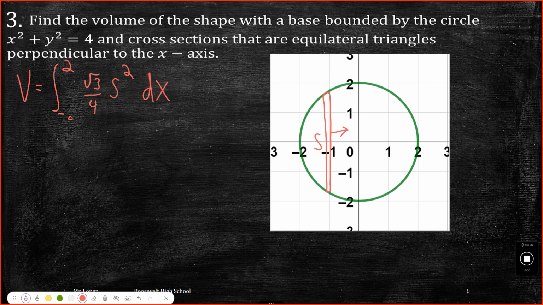And we do have what? That x squared plus y squared equals 4. And we want it in terms of what? dx, no? So we solve for y because we want everything in terms of x. So move it over. Y equals, let's just do the positive one, square root of 4 minus x squared.